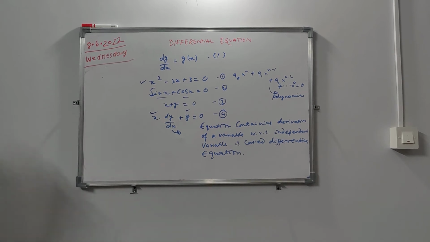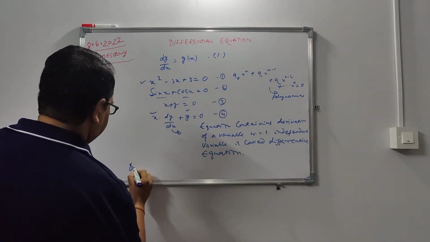There are two types of differential equations: one is called ordinary differential equation, and another is called partial differential equation. Involving the derivative of a dependent variable with respect to only one independent variable, here with respect to x only, is called an ordinary differential equation. Of course, there are differential equations involving derivatives with respect to more than one independent variable.